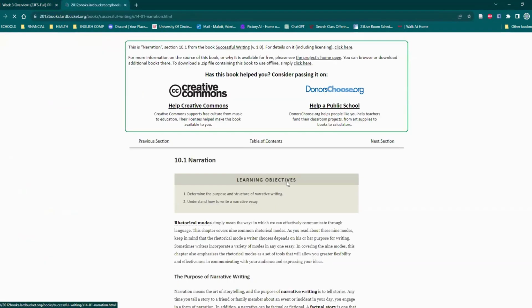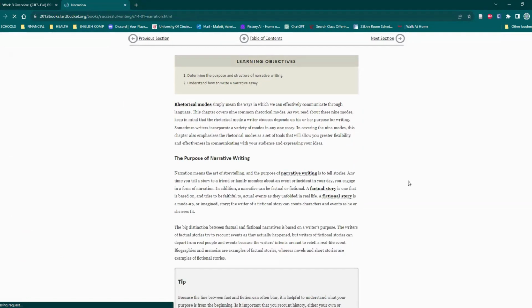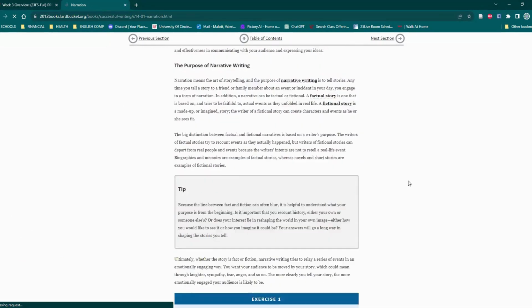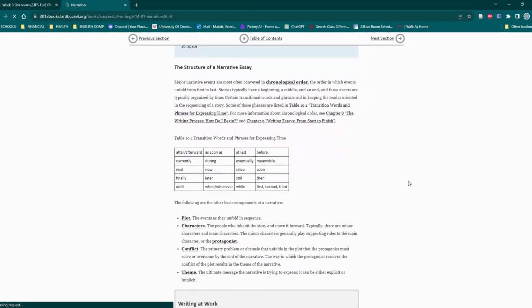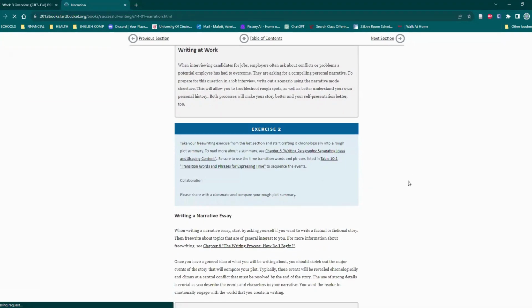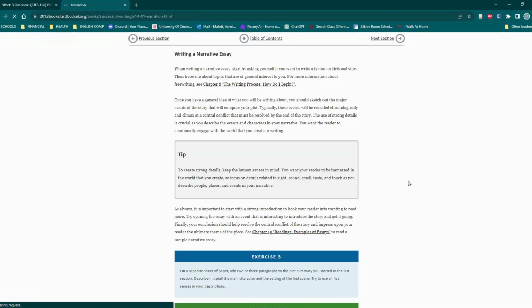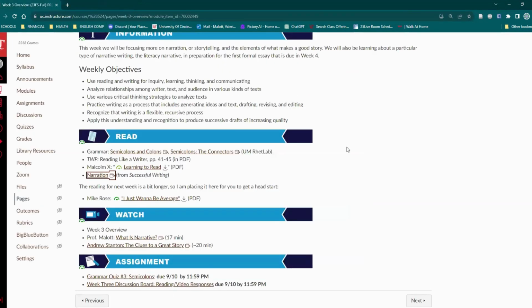Here is another website, another open Creative Commons resource, dealing with narration. So this is also very good to read. It talks about the structure of narrative essays, plot, character, and so forth, and how to go about writing a narrative essay, and it has lots of bullet points and that kind of thing that will help you to understand the material a little bit better. So please make sure you take a look at that.